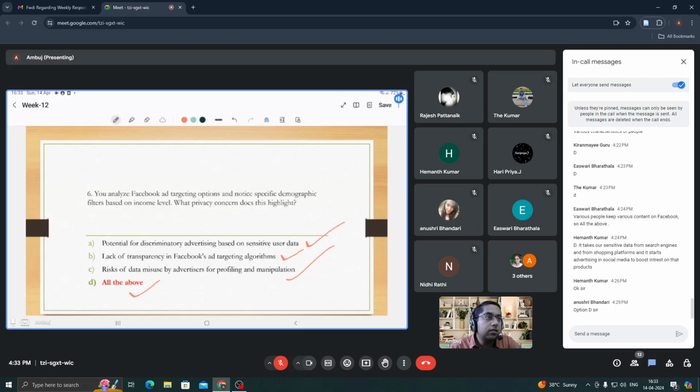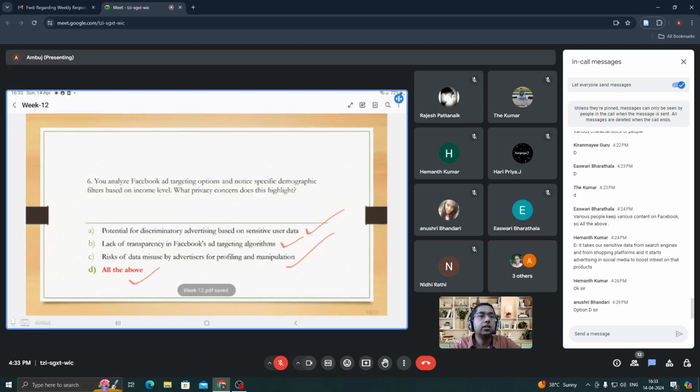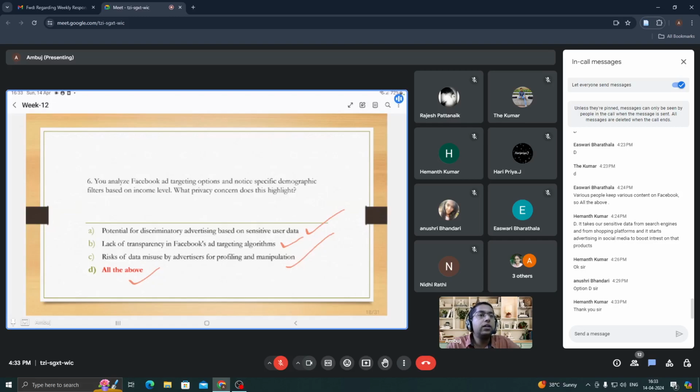And Hemant posed his opinion that it takes our sensitive data from search engines and from shopping platforms, and it starts advertising in social media platforms. This particular phenomenon is known as search engine optimization. I taught you this in the last lecture, in great detail. I still don't remember the correct lecture number, but still go through the notes at least. It is covered in great detail how search engine optimization is done, what the strategies are, and what the legal as well as the non-legal aspects of it are.